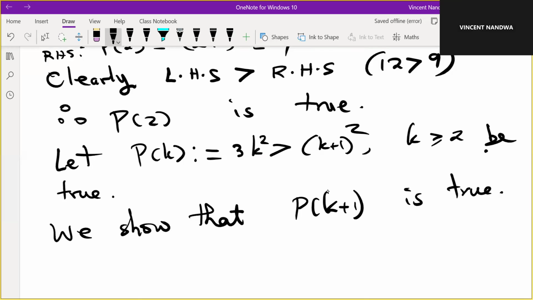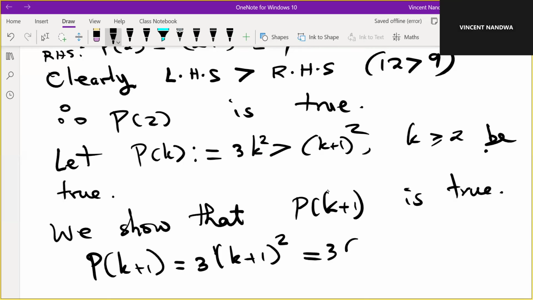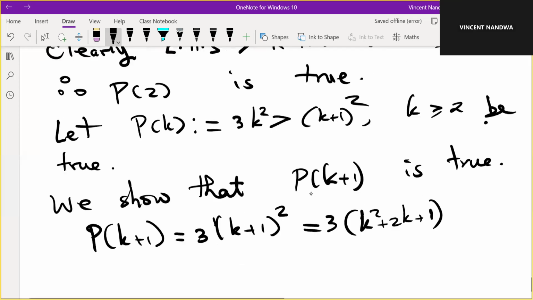So then now let's see. P of K plus 1 will be 3 into K plus 1 squared, okay? Which can be written as, if you are to open the brackets, what is K plus 1 squared? K squared plus 2K plus 1, yeah.